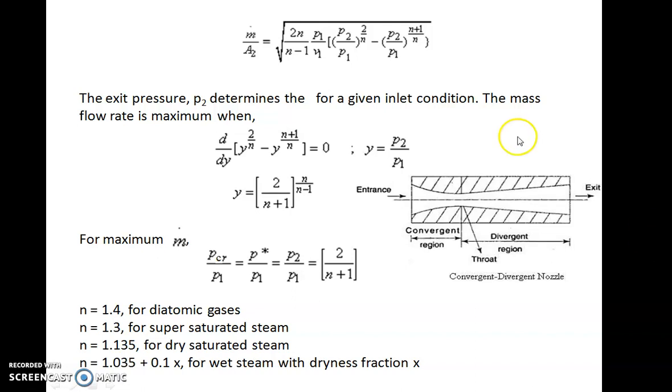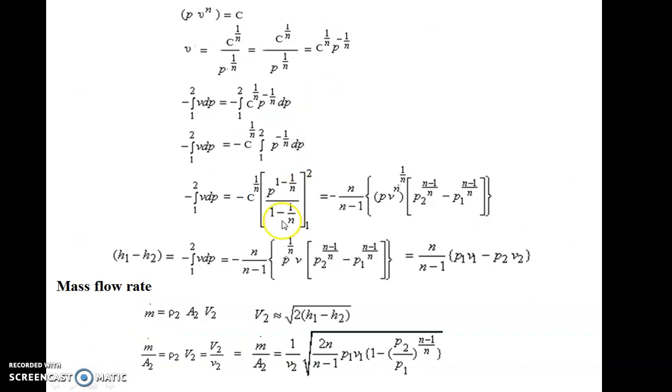So we have seen the expression for mass flow rate through the nozzle, that is m dot upon A2 is equal to square root of 2n upon n minus 1 P1 upon small v1 into bracket P2 upon P1 raised to 2 by n minus P2 upon P1 raised to n plus 1 upon n. Here you have to take care that this small v1 is nothing but specific volume. It is replacing the density. So this mass is equal to rho 2 A2 V2.